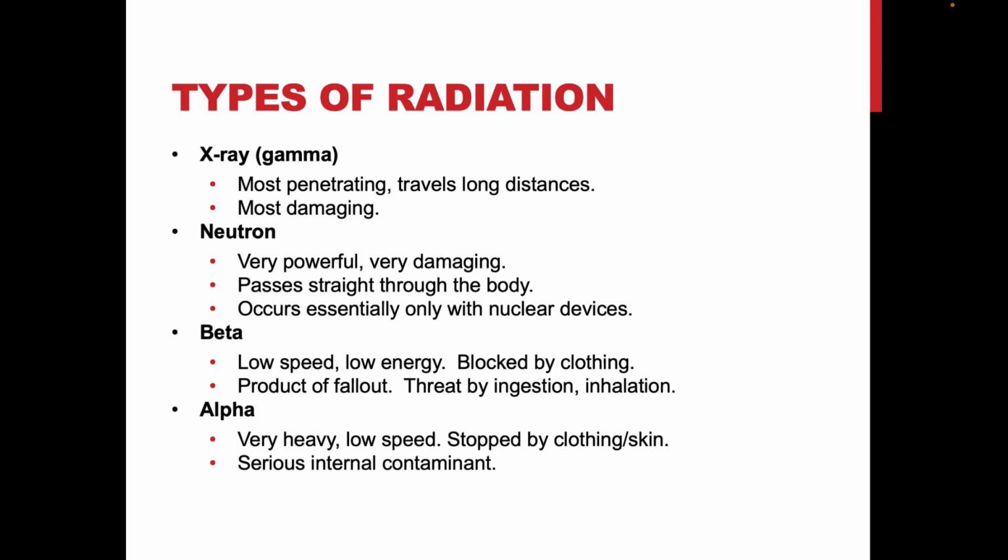Neutron radiation is extremely powerful and very damaging and passes straight through the human body. This, however, essentially only occurs with nuclear devices. Beta and alpha, however, are produced in the environment on a regular basis. This is low speed, low energy, and typically can be blocked by clothing or even by skin. However, these are also products of fallout, and so the main threat comes to us from ingestion or inhalation. If these products get inside of us, they provide significant internal contamination and increase our risk of cancer.